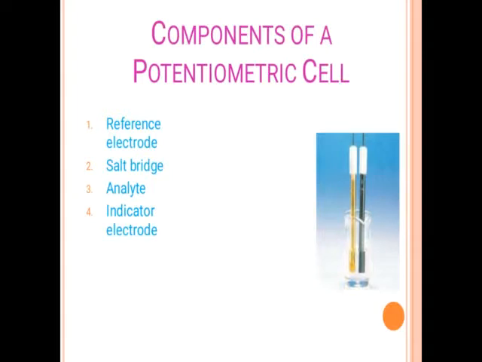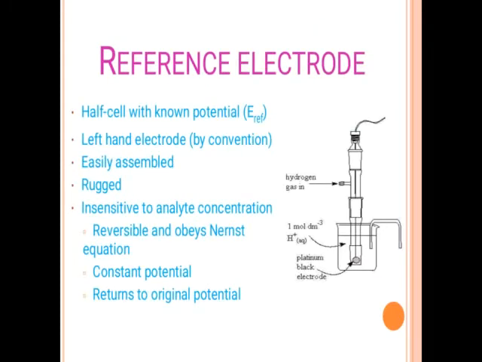What are the components? Reference electrode, salt bridge, analyte, and indicator electrode, which we have already seen. What are the properties of reference electrodes? A half cell, whose potential difference is known, the potential is constant, and it can return to the original potential.